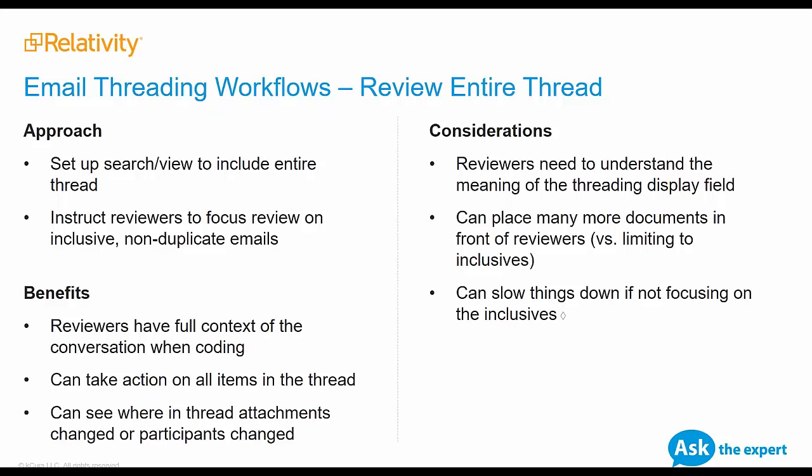Some of the considerations: you need to train the reviewers on how to most efficiently use that threading display field, what the icons mean and so forth, for them to most effectively navigate that. It's going to place a lot more documents typically in front of reviewers than just limiting to inclusives, and obviously that could slow things down.